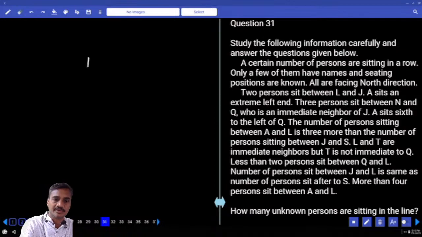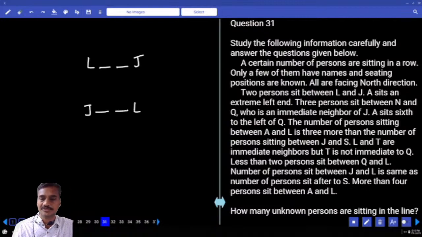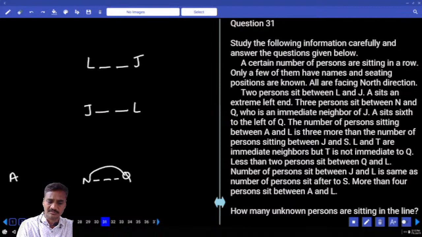Two people. Now two people between L and J can be like this, or J can be to the left hand side of L. Two possibilities. And A sits at the extreme left hand. Now A is at the extreme left hand, and three persons between N and Q. Q is an immediate neighbor of J. Now between N and Q, how many people are there? Three people. And Q is an immediate neighbor of J, isn't it? Now Q and J are adjacent to each other in any order.